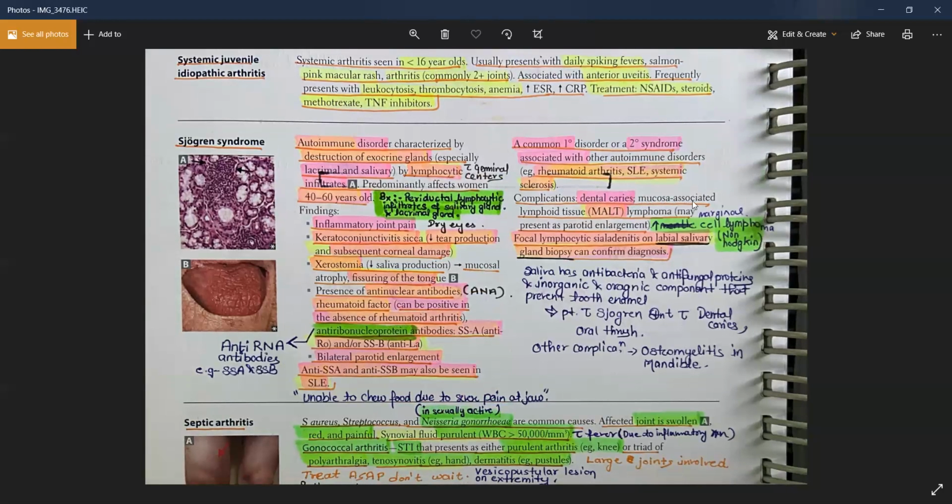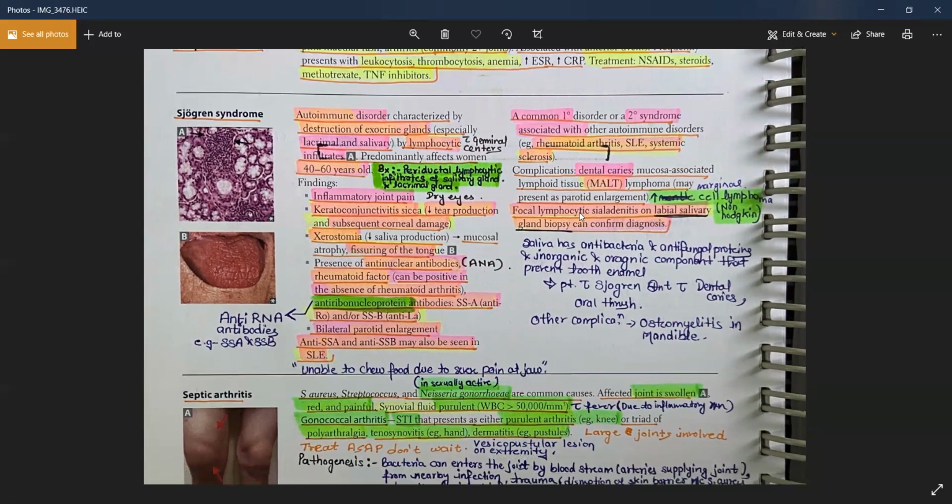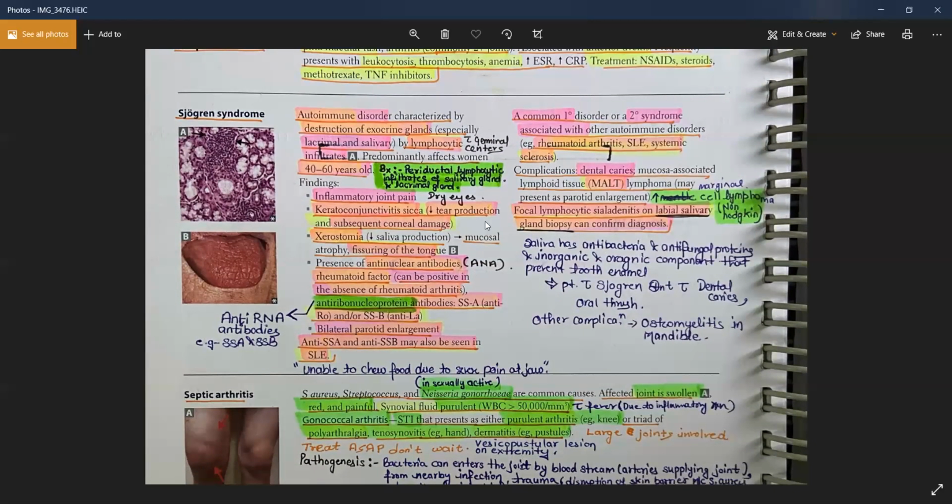Okay, mucosal associated lymphoid tissue lymphoma, which is a chronic complication of the disorder, right? Lymphoma can happen. Bilateral parotid gland enlargement would be there. Infection of the parotid gland could be there, right? And salivary gland atrophy could also be there. Okay, and how can you diagnose this condition? You need to take the biopsy of the labial gland.